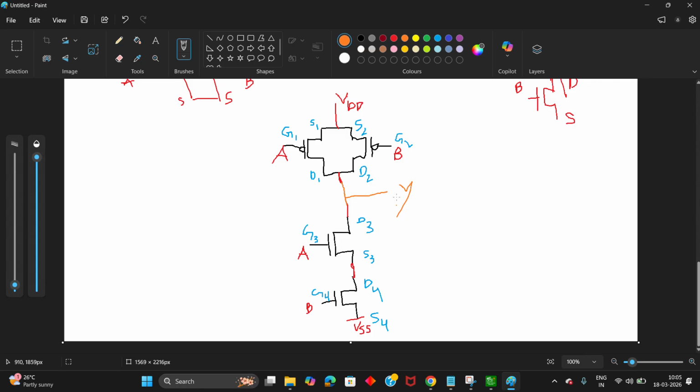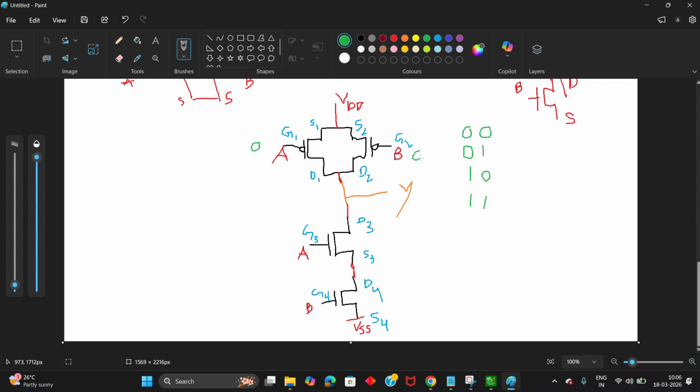Okay, so let us see whether it is performing the NAND operation or not. So let us apply input combinations. We have two inputs, so we are going to have a total of four input combinations. Those are 0 0, 0 1, 1 0, and then 1 1. 0 means 0 volts, 1 means 5 volts. Okay, let us first apply 0 0.